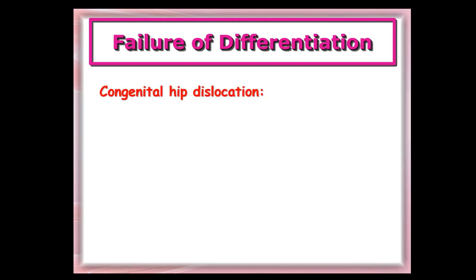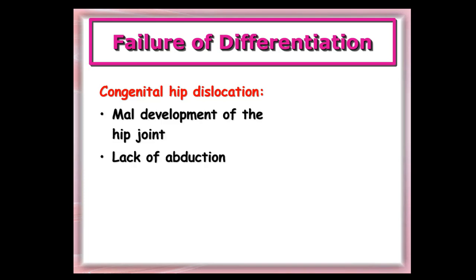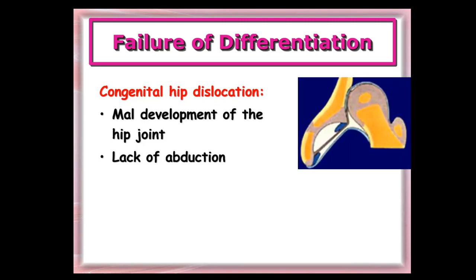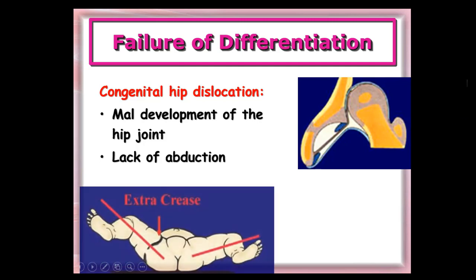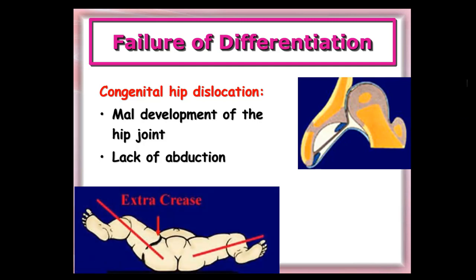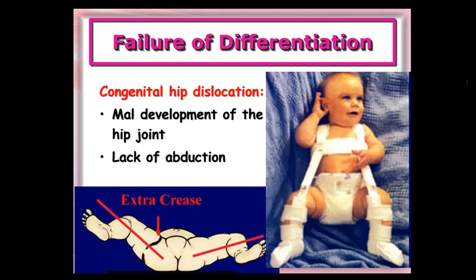Also, in failure of differentiation of parts of the limbs, we have congenital hip dislocation, when there is underdevelopment or maldevelopment of the hip joint. The baby will suffer from abnormality in movement of the hip joint, like lack of abduction. As in this picture, there is underdevelopment of the acetabulum, for example, and there is congenital dislocation of the head of the femur away from the acetabulum. And so when the baby tries to abduct his thighs, there will be lack of abduction in the affected limb, and it should be corrected surgically.